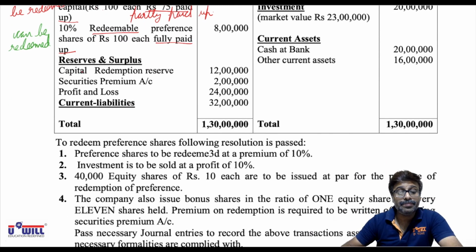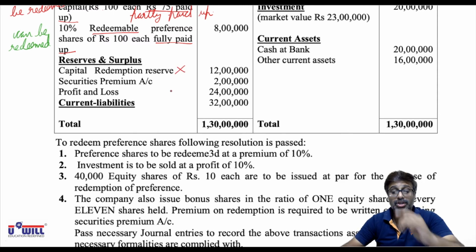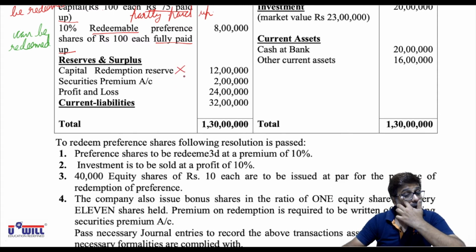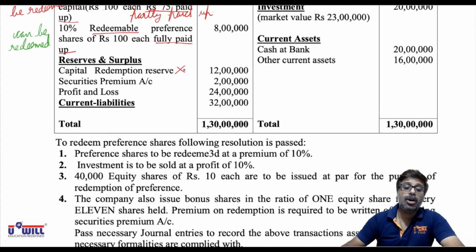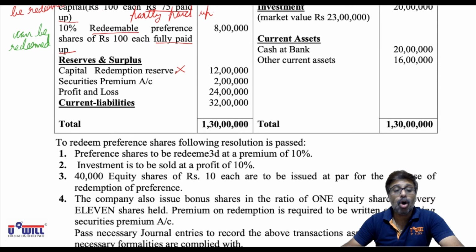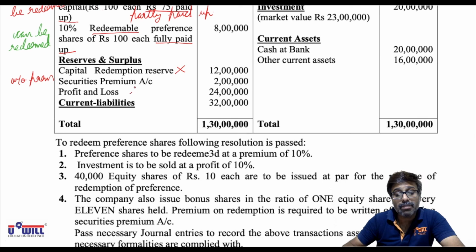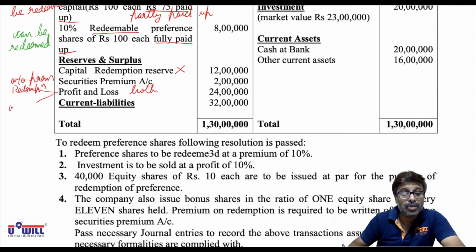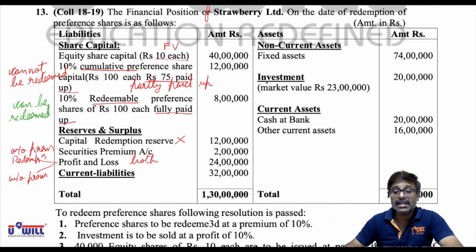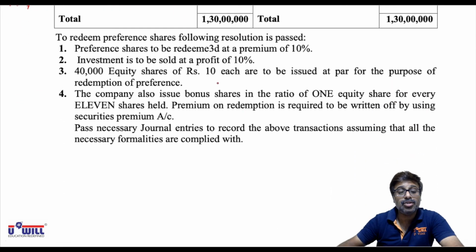Reserves and surplus. Capital redemption reserve cannot be used neither for redemption of preference shares nor for writing off the premium on redemption. Securities premium account can be used to write off the premium on redemption, and profit and loss account can be used for both. Both means what? It can be used for redemption towards the face value also, and it can be used for writing off premium also. Current liabilities, non-current assets, investments, current assets, other information is given as usual.